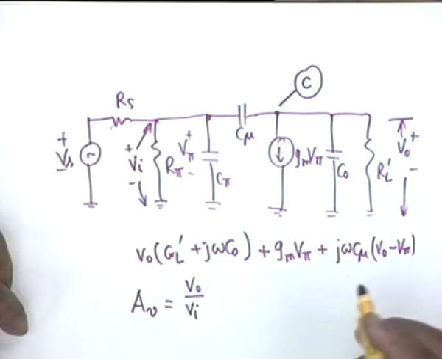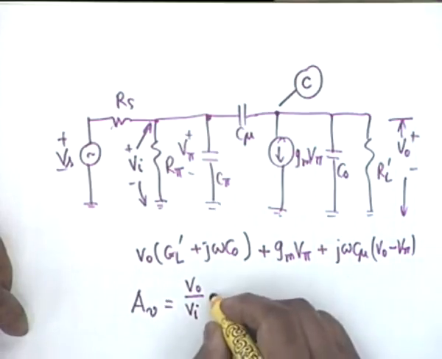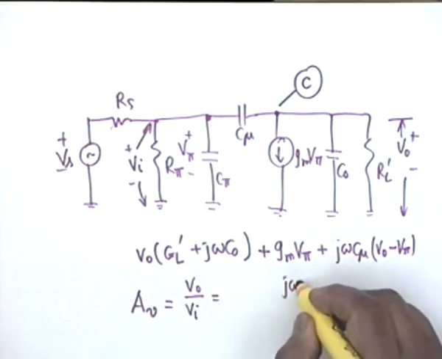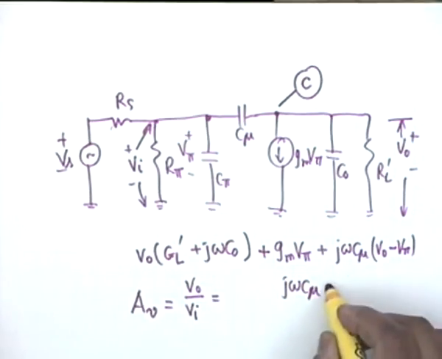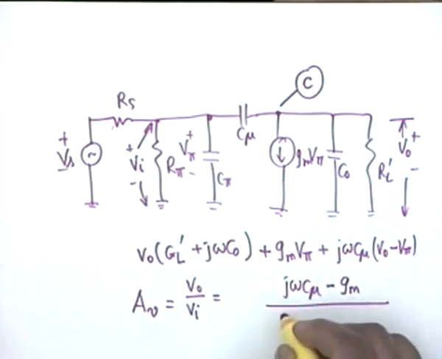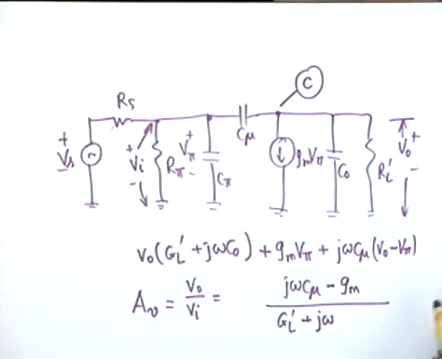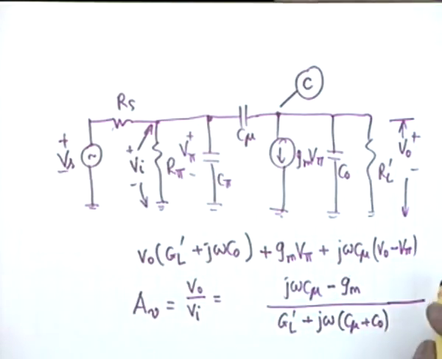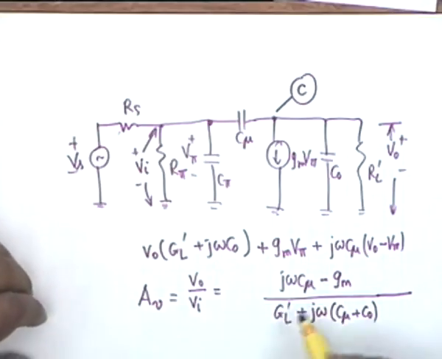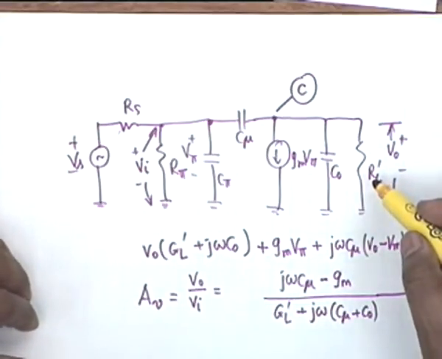input Vi, not AVS, this is AV, then you can very simply see that this is given by (j omega C mu minus gm) divided by (GL prime plus j omega (C mu plus C0)). GL prime is 1 by RL prime.